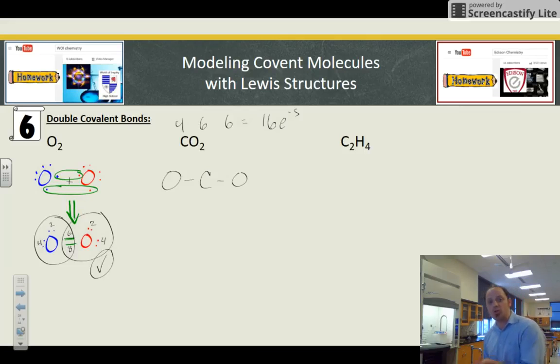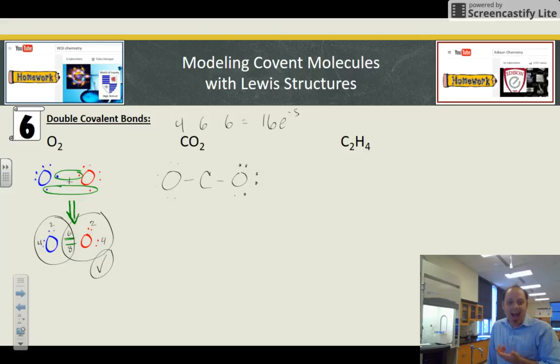So now he knows that he's used 4 of his total electrons, and he's going to put the other 12 around the oxygens. Why? Because oxygen came with 6 in the first place, so odds are it's holding on to them as well.